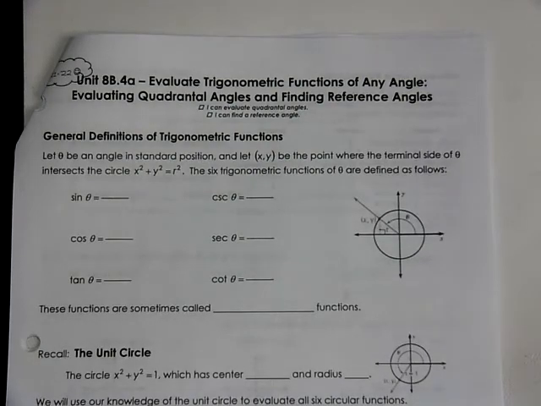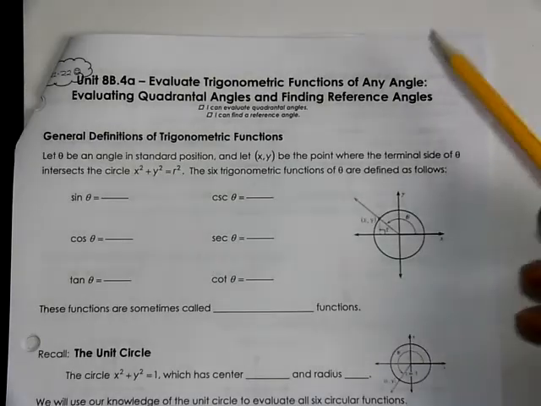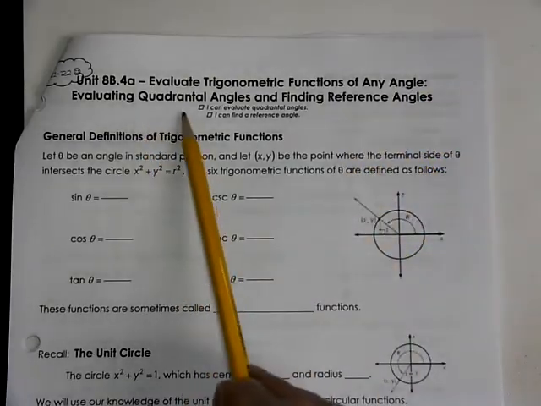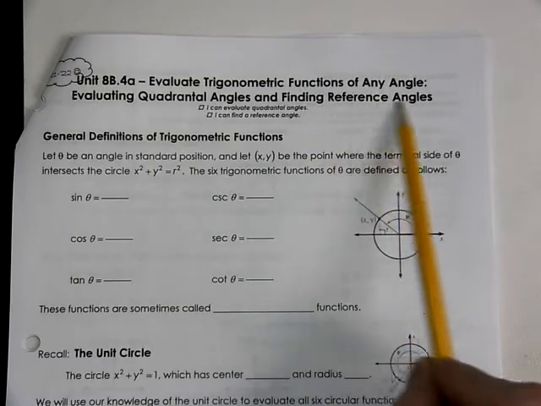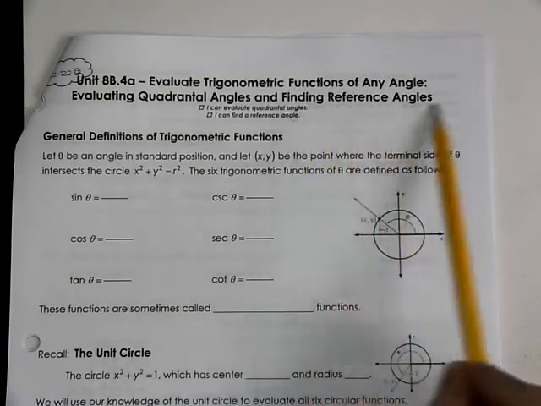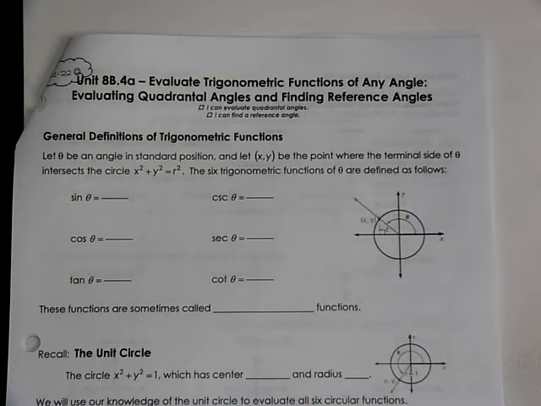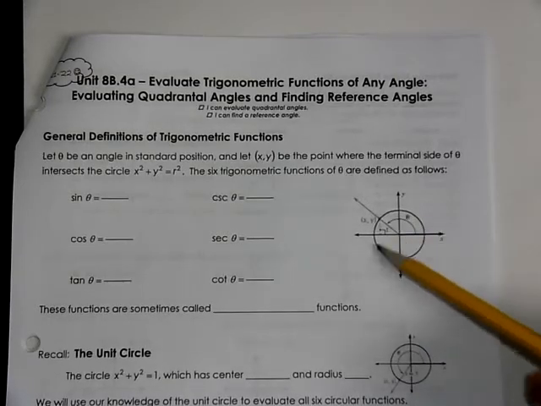Algebra 2 and trig, 8B.4a. We're going to evaluate trig functions. We'll talk about quadrantal angles again, but we're definitely referring to reference angles. Here we're going to deal with a circle, not necessarily the unit circle.